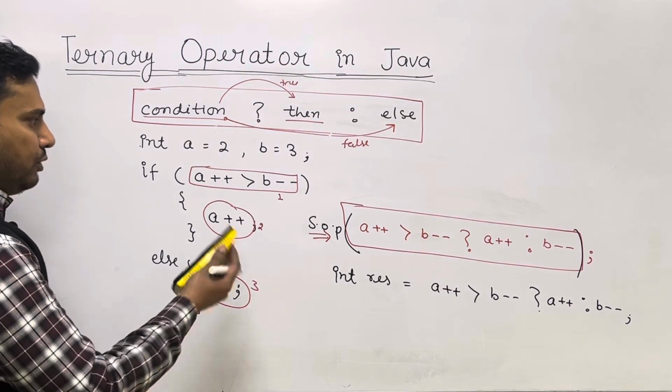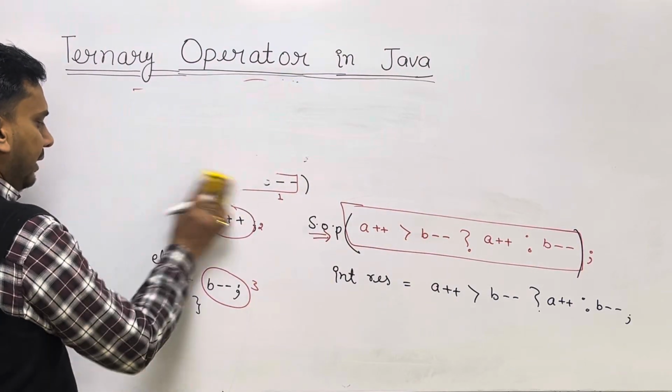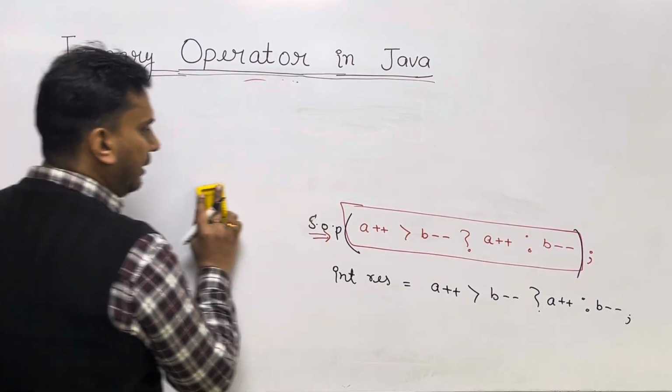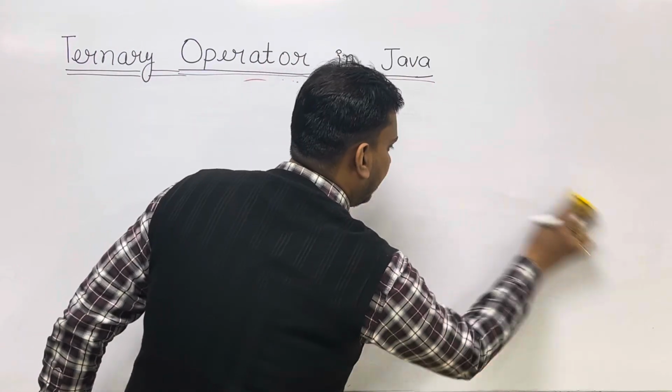Second thing, nesting is also possible in the ternary operator. Just like you can write nested if-else, in the same way you can write nested ternary operators also. So, let us take an example.